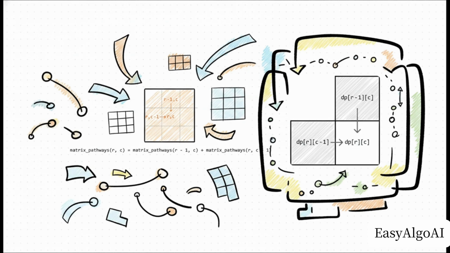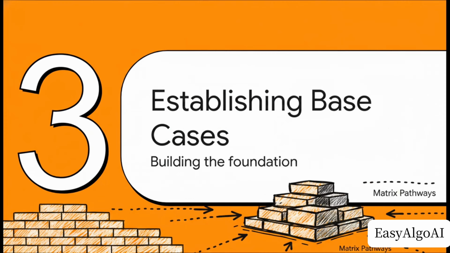Now, what's really interesting about this is how smoothly that physical logic translates right into a clean mathematical formula. We can write this recurrence relation out as dp[r][c] = dp[r-1][c] + dp[r][c-1]. To put that in plain English, the total paths to our current row and column, R and C, is exactly the sum of the cell directly above it, which is row minus 1, plus the cell to the left of it, which is column minus 1.